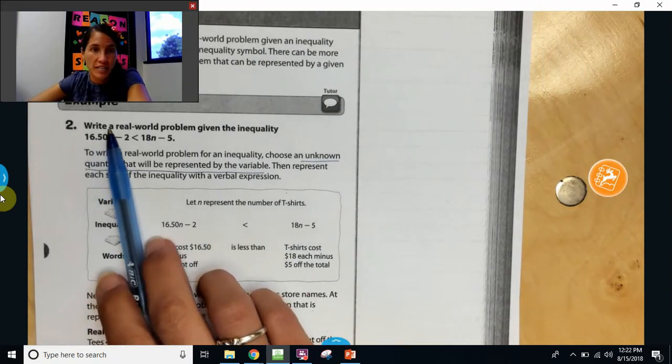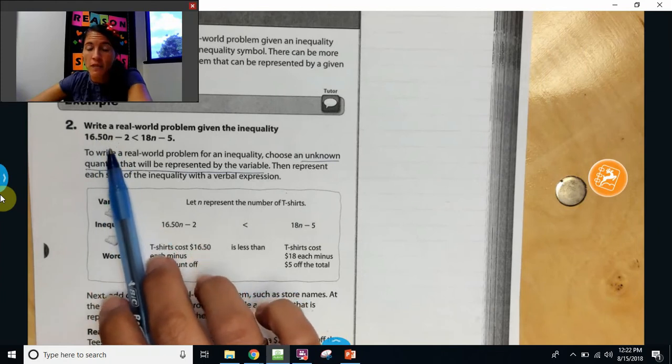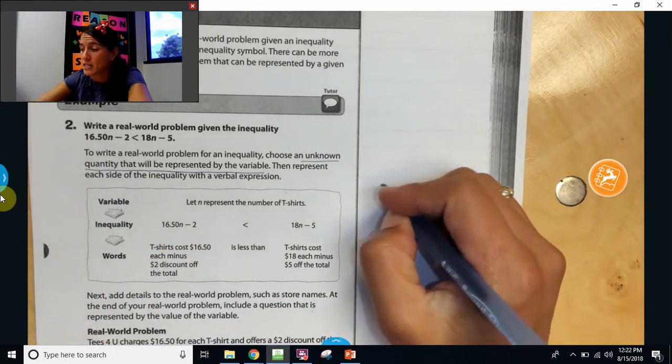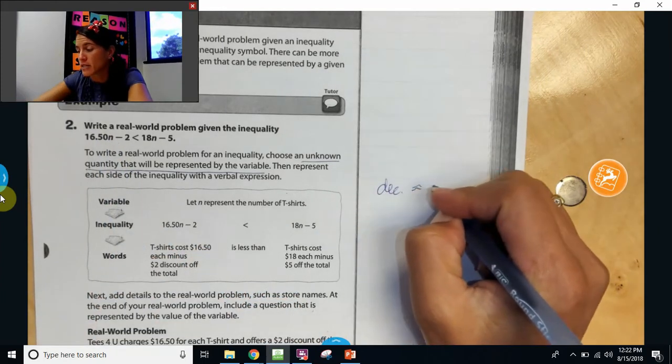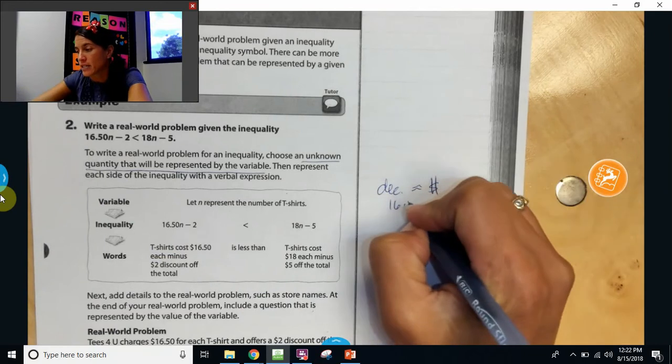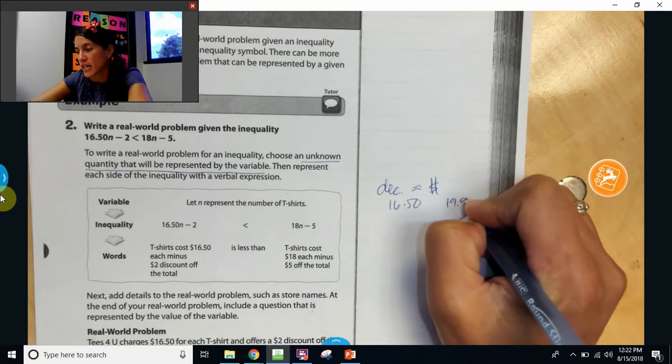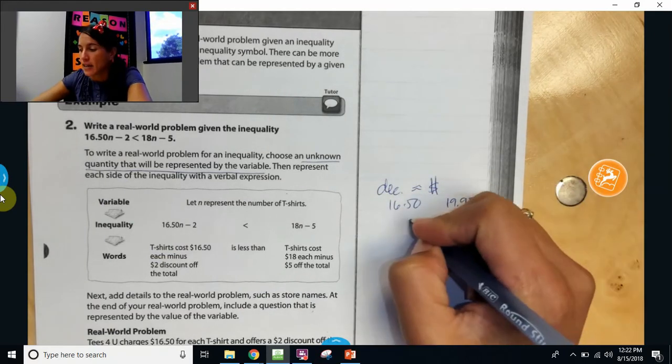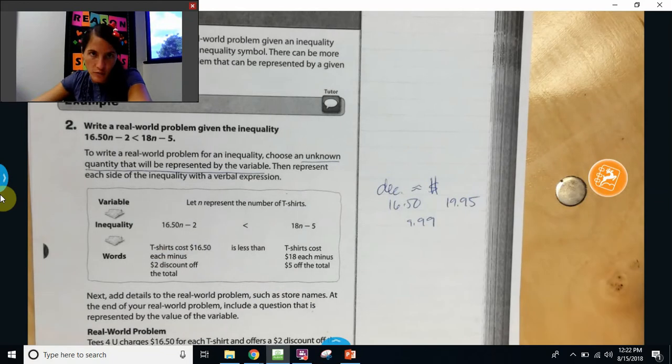Now do you see how there's a decimal right here, 16.50? What immediately goes into my mind is money. So a lot of times decimals might mean money. 16.50, 19.95, 9.99. Anytime you have decimals like that, it's going to be easy to use money in your word problem.